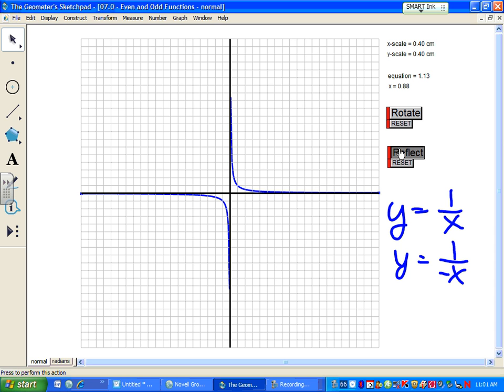Okay, let's look at a reflection. This one's kind of weird. It comes to the middle and flips over. So it is not an even function because when it reflects over the y-axis, it does not land on itself. You with me? Okay, let's try another one.